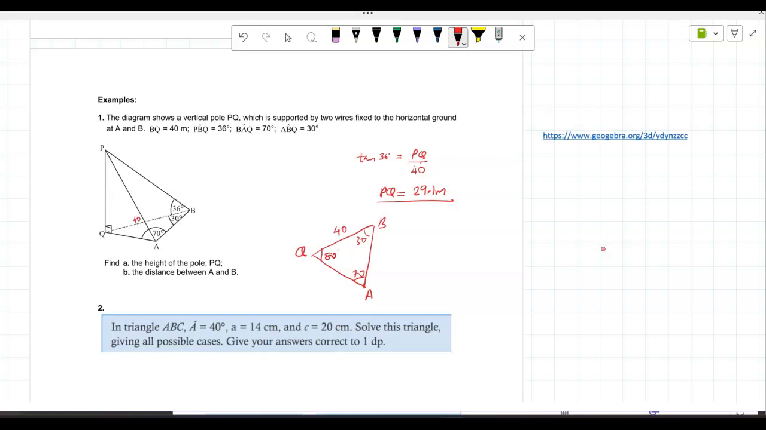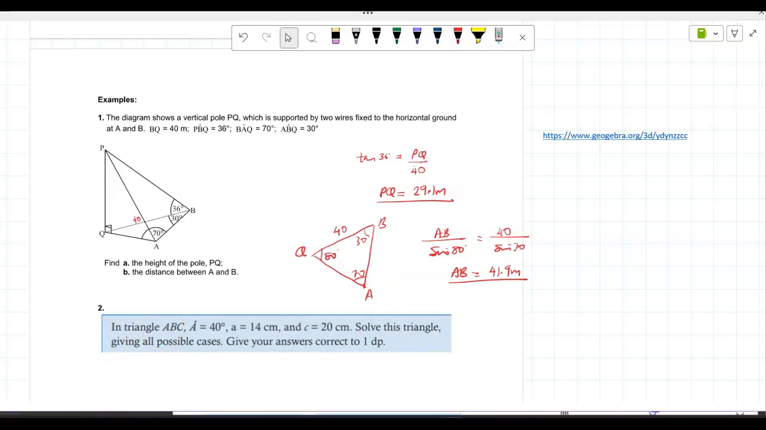So if you're finding the distance between AB, you can use the sine rule. AB upon sine 80 is equal to 40 over sine 70. That's why I use the angle. So AB is equal to how much did you get? AB is equal to 41.9. 41.9 meters.